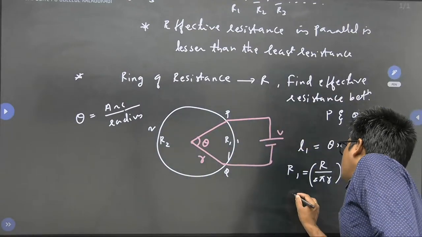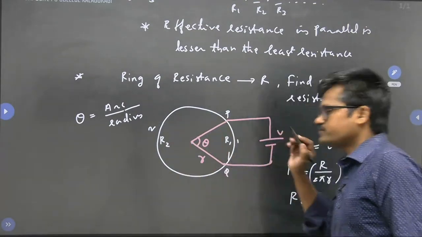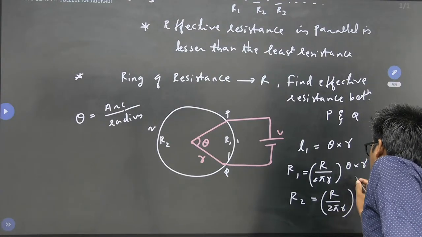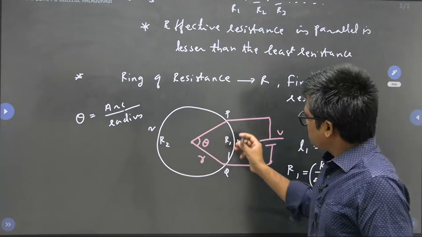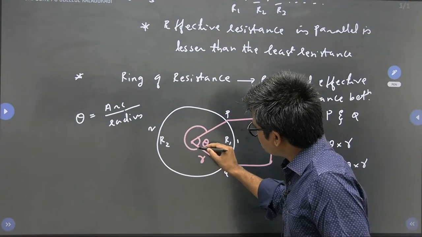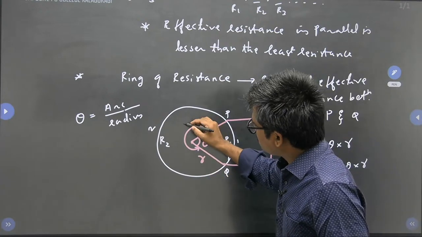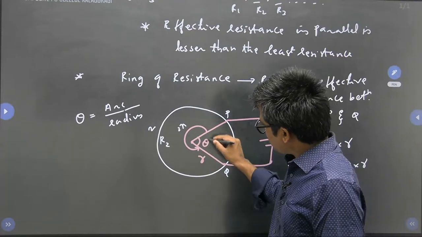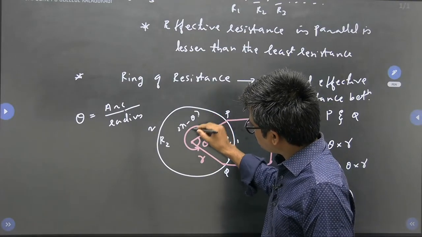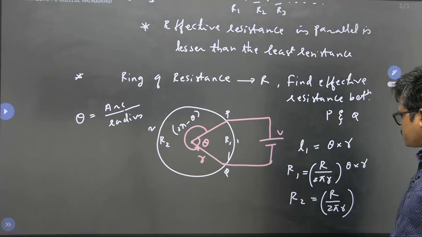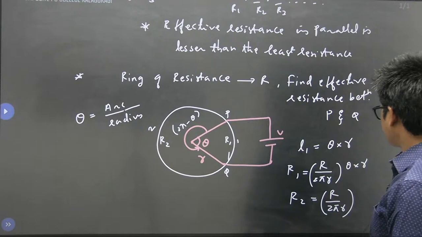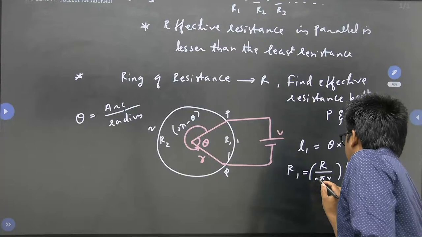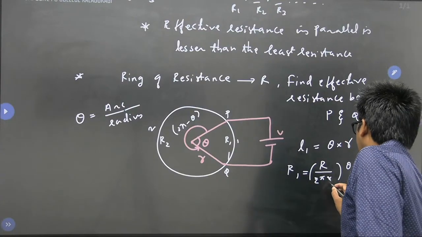In the same way, what is R2? R2 is the resistance of this part. That will be resistance per unit length into its length. What is its length? Theta is already done. The total angle subtended at the center of the circle is 2 pi. The remaining angle will be 2 pi minus theta. Let me first write L2. Okay or not? This is 2 pi r.